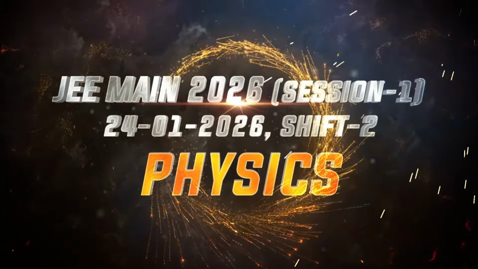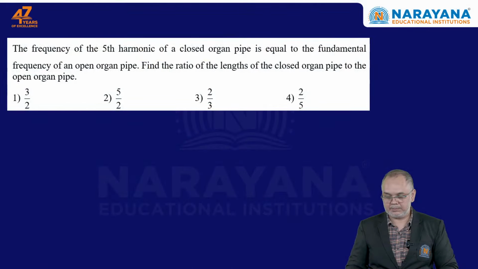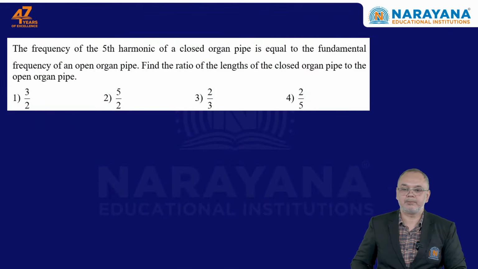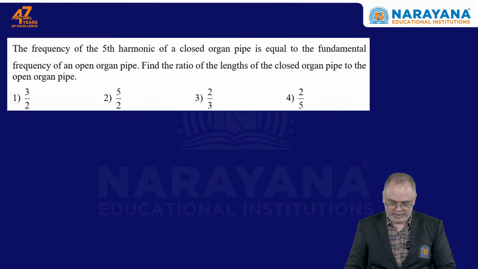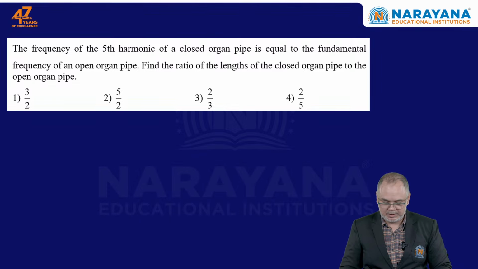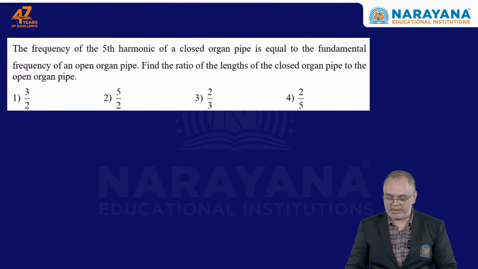Hello students, my name is Amit Tyagi and I will discuss a few of the questions of today's second shift paper. So the first question is, the frequency of the fifth harmonic of a closed organ pipe is equal to the fundamental frequency of an open organ pipe. Find the ratio of the lengths of the closed organ pipe to the open organ pipe.